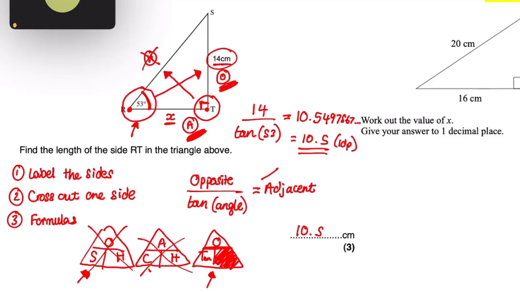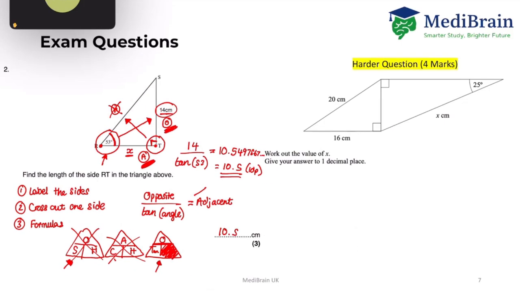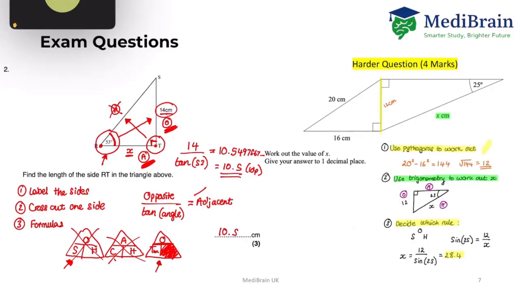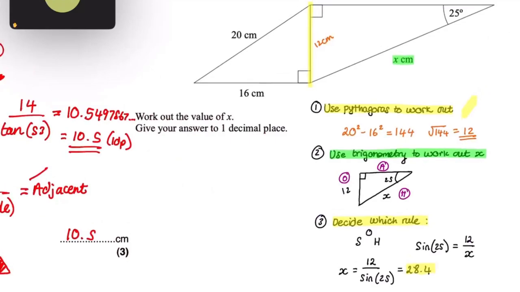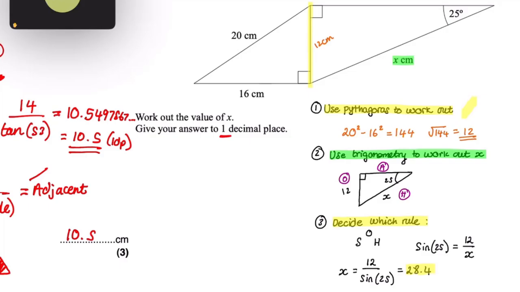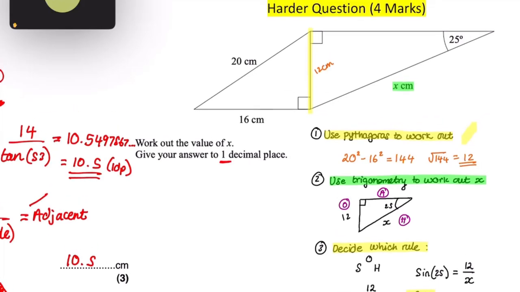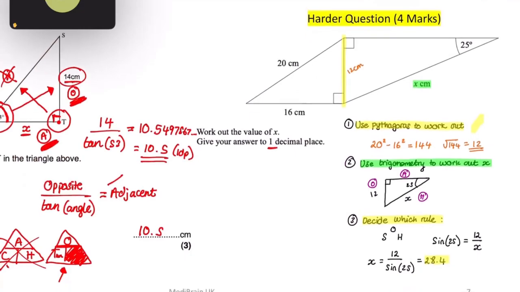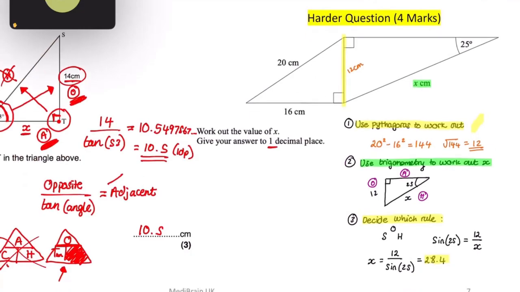For anyone that didn't understand that, please let me know. We do have another question coming up, so that will hopefully make sense. For those of you who attempted the harder question, the answer was 28.4 to one decimal place. The question said give it to one decimal place, so you have to do that. In the harder question, you basically had to use Pythagoras first, because we had a right angle triangle and we were given two sides. Because we knew the value of two sides, you can use Pythagoras.